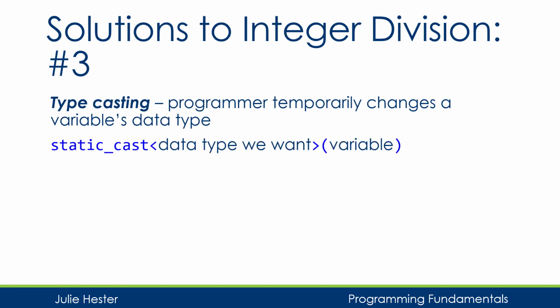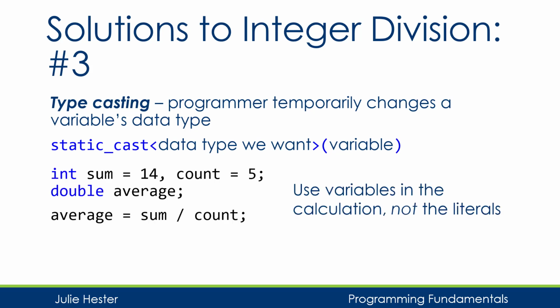We're going to use this complicated looking structure here called static cast. So we'll write it like this: static underscore cast. Then I'm going to use angle brackets around the data type that we want our variable to become. So if we want to make an integer a double, we'll put a double in there. And then finally, in parentheses, I'm going to put the name of my variable that I want to convert.